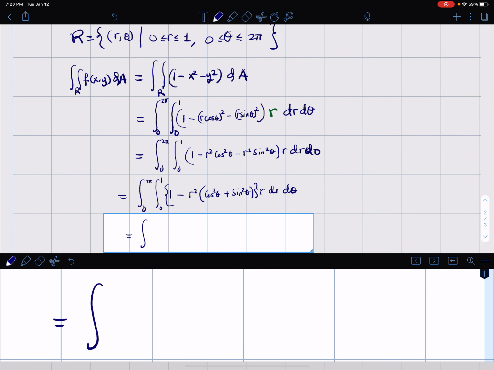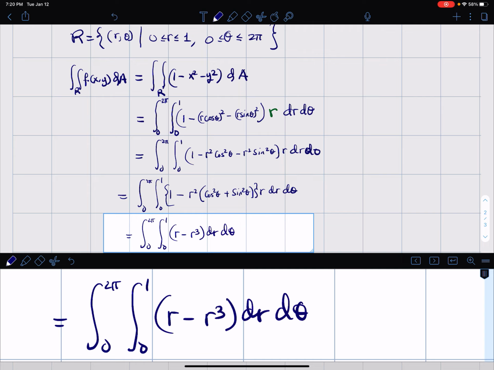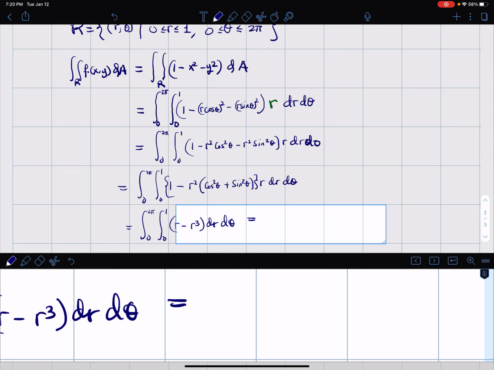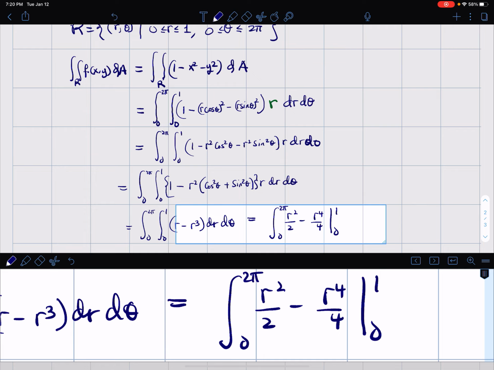Keep going. Cosine squared theta plus sine squared theta is 1. So this will just give us r minus r cubed dr d theta. Okay. If you perform the integration for r first, you have r squared over 2 minus r to the 4th over 4, going from 0 to 1, 0 to 2 pi d theta.